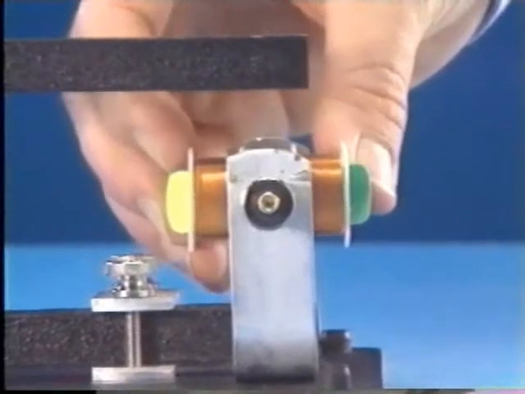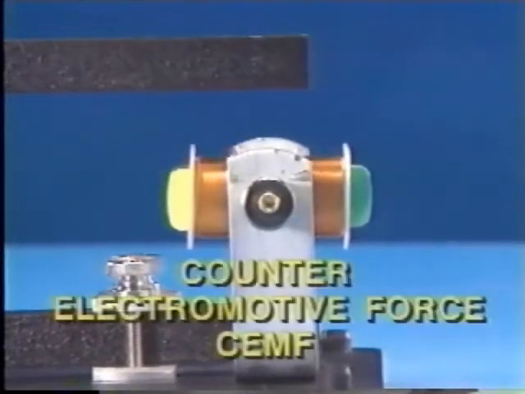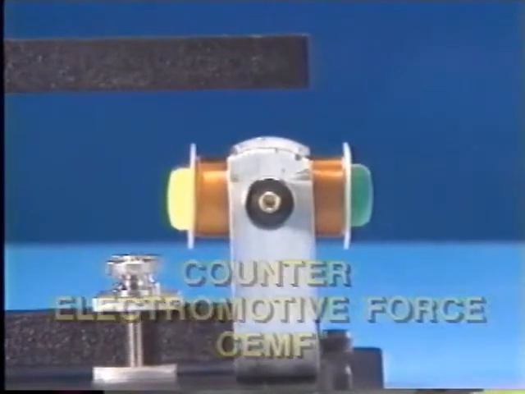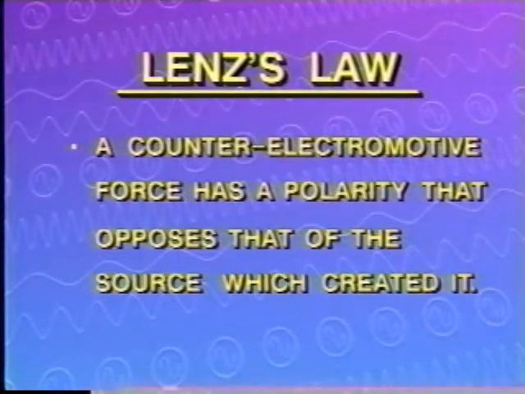But remember that a magnetic field surrounds the conductor in which the current is generated. This magnetic field is such that it opposes the movement of the conductor. It produces an opposing or counter-electromotive force, abbreviated CEMF. This principle is reflected in Lenz's law, which states that a counter-electromotive force has a polarity that opposes that of the source that created it.